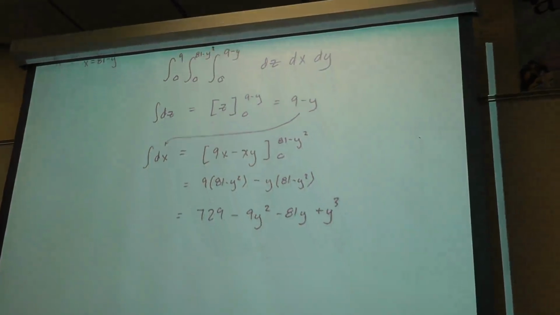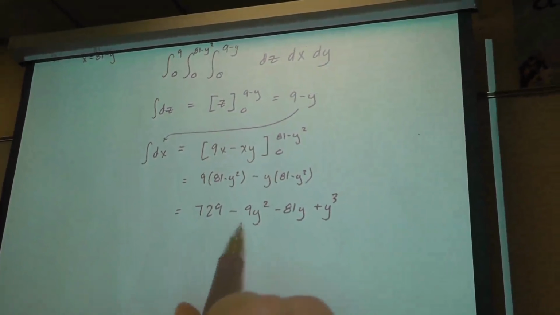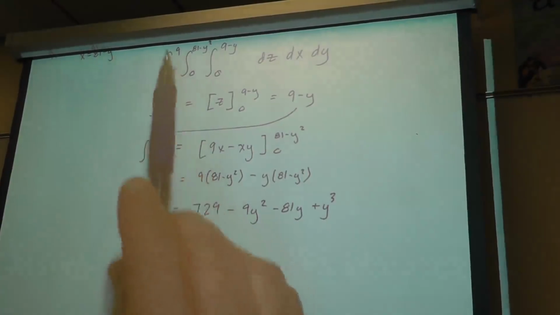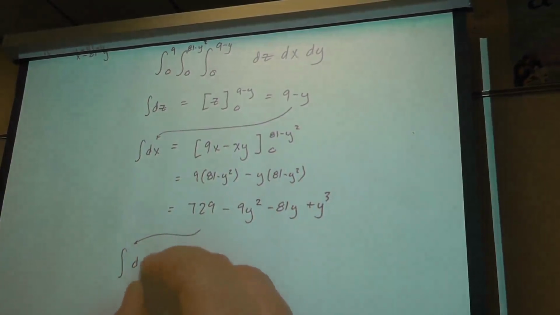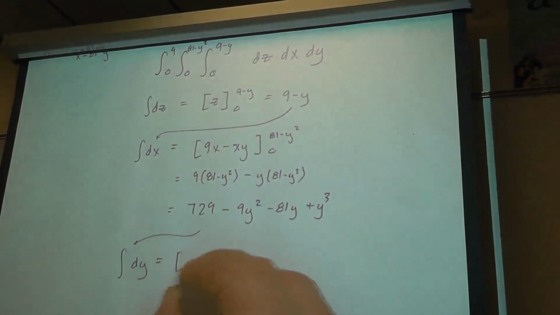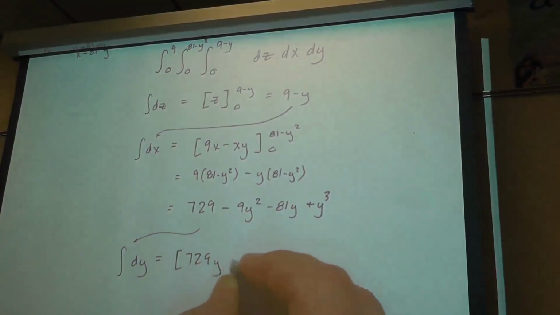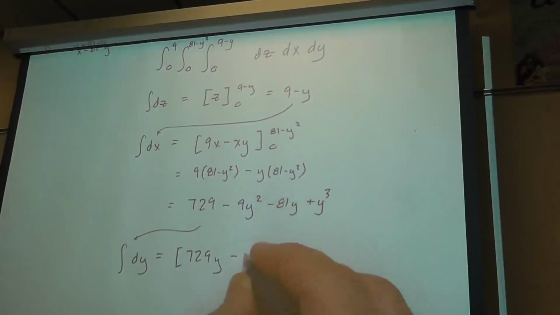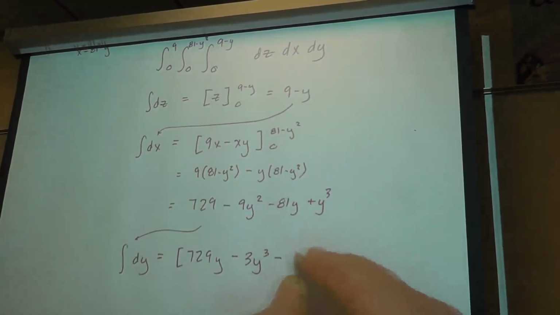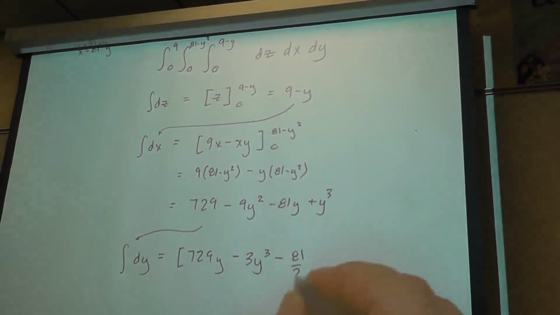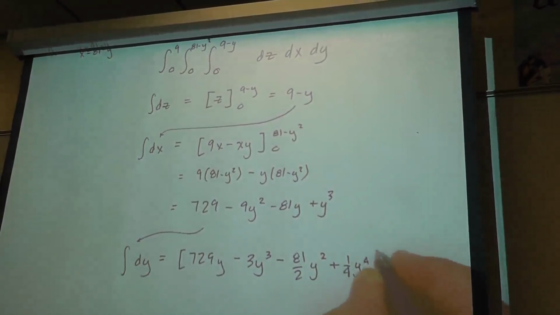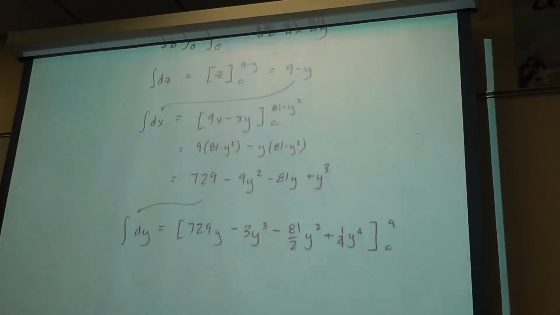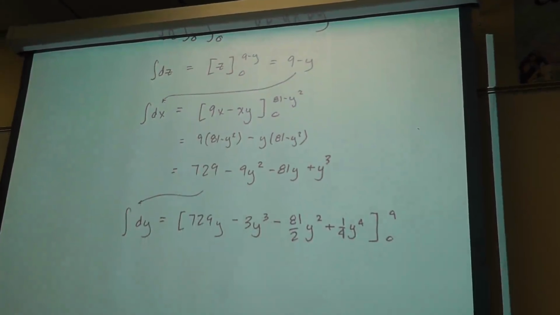Oh, hey, look at that, four non-like terms. So now you get to integrate this from 0 to 9. So you get 729y minus 3y to the third minus 81 halves y squared plus a quarter y to the fourth. And then the rest is just careful plugging in with 9. Okay.